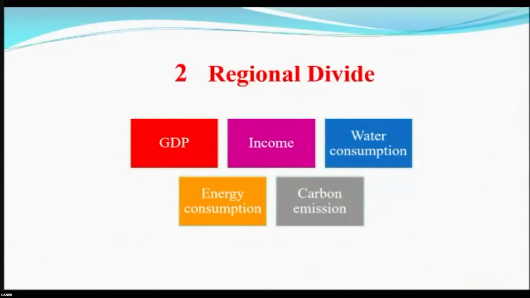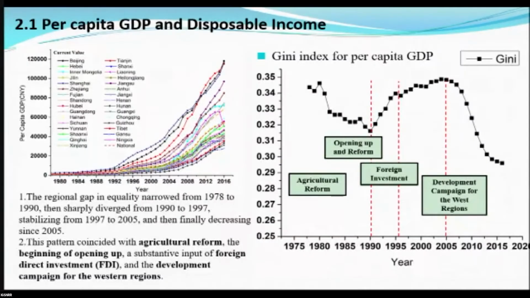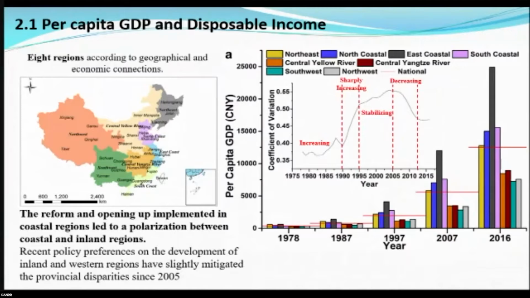The second one, regional divide. In terms of GDP, income, water consumption, energy consumption, and carbon emissions, we use all of these and look at the whole development process. You can see that in China, almost all the provinces have had very exponential economic increase, but among different regions there are very big divisions. So we use very simple indices like the Gini index and some others to see the parity or balance among the different regions. I don't want to go into the details. You can see that it's still a very interesting phenomenon.